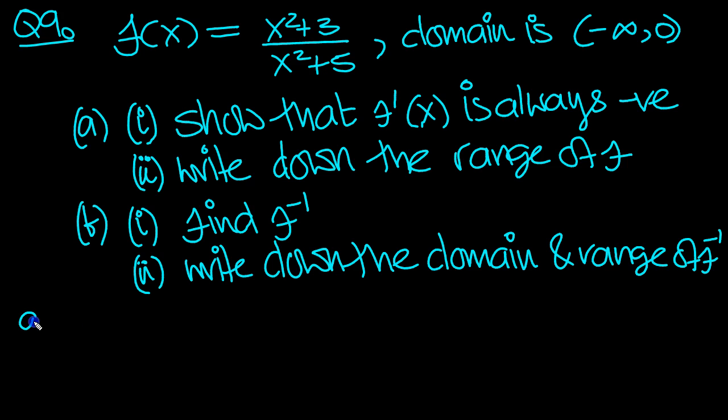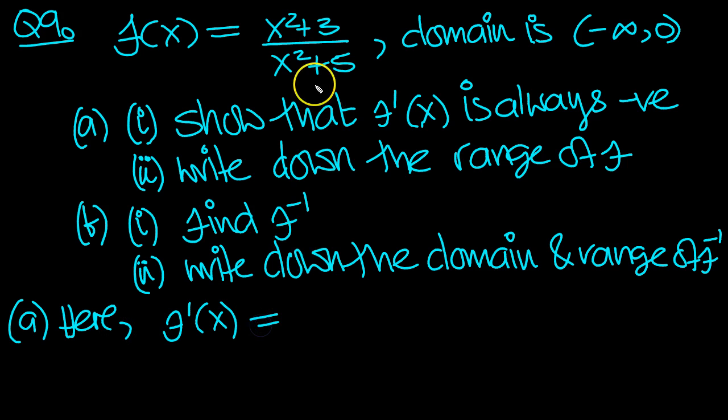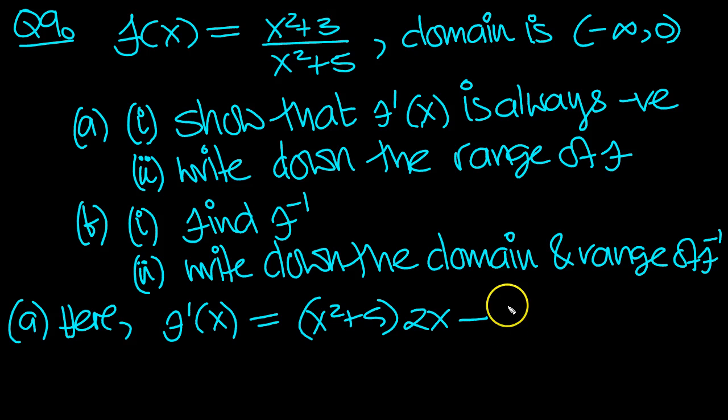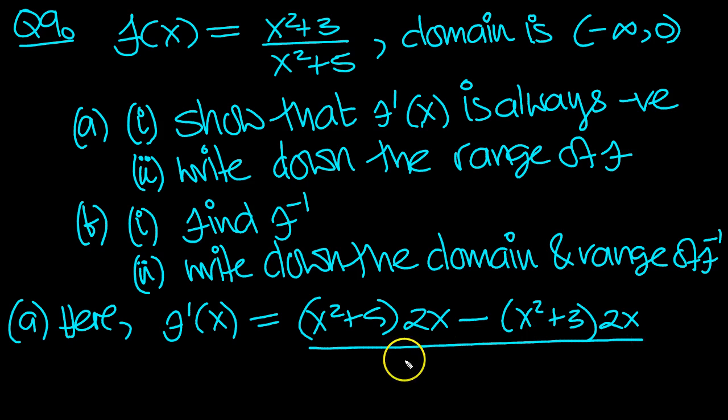So let's differentiate to show the derivative is always negative. So here, f dashed x then is a quotient, so we use the quotient rule. v, x squared plus 5, more than one term, put a bracket, times du dx, 2x plus 0, so that's 2x, minus u, more than one term, put a bracket, times dv dx, 2x plus 0, so it's just 2x, all over v squared, and that would be the v squared, more than one term, put a bracket, squared.